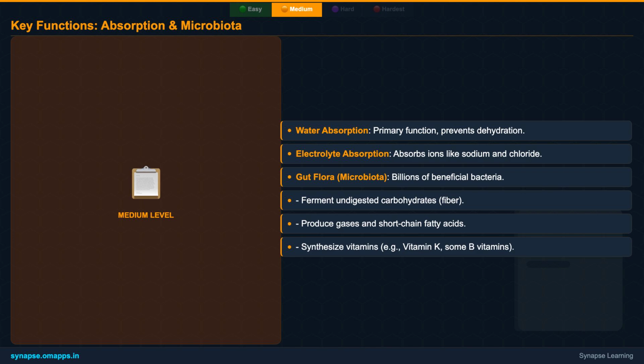But there's more. Billions of friendly bacteria, our gut flora, thrive here. These microbes ferment undigested carbohydrates, producing gases and beneficial short-chain fatty acids. They also synthesize essential vitamins, like vitamin K, crucial for blood clotting, and several B vitamins, which our bodies need. So, it's not just a waste disposal unit, it's a vital ecosystem.